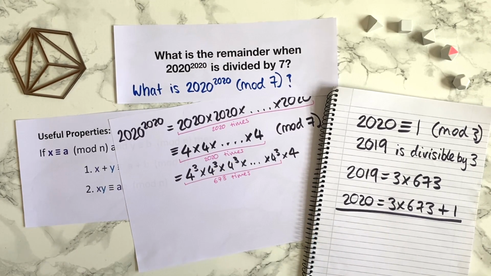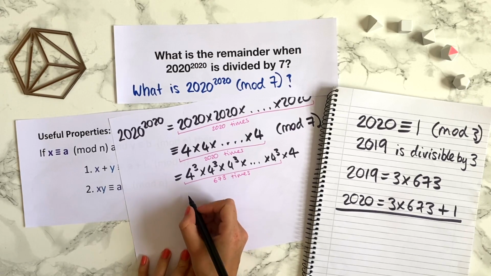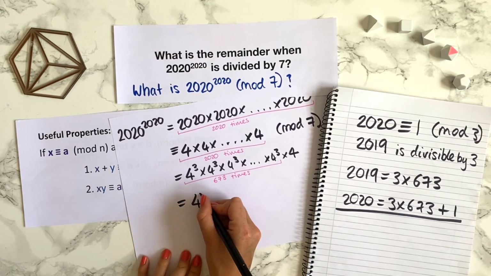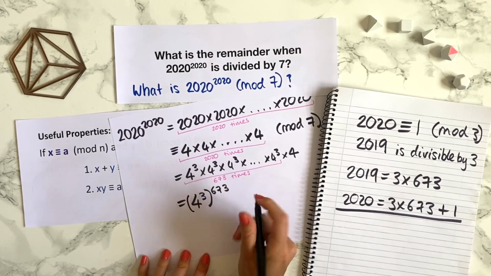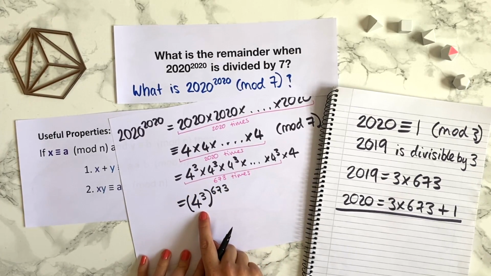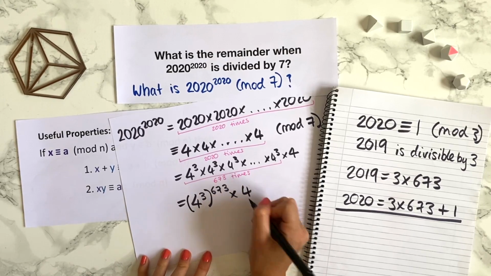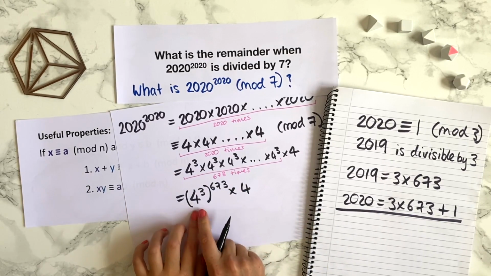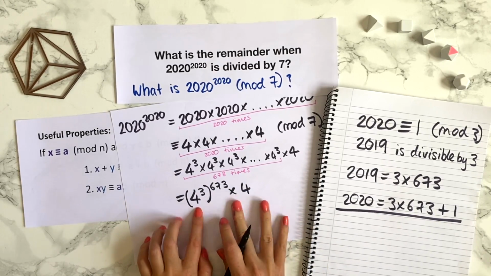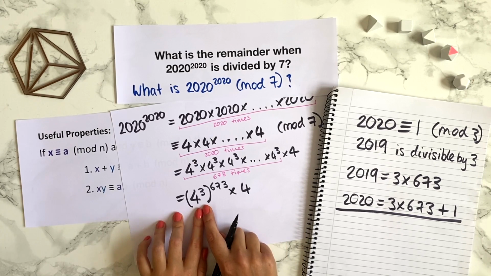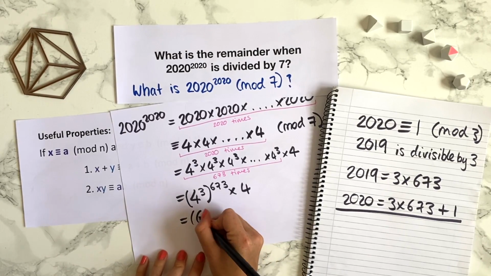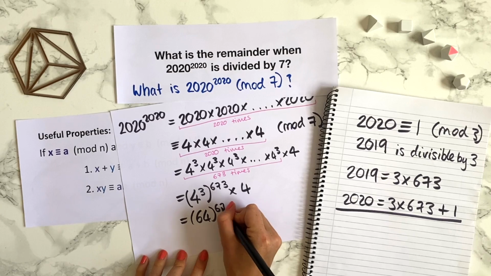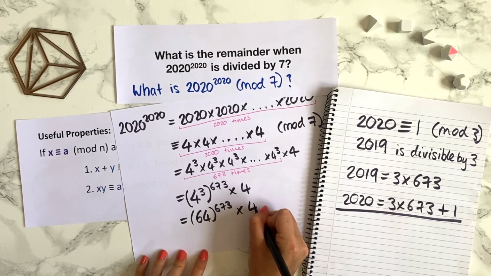at the end. If you find it easier to read, I could also write this as 4 cubed, and then that's to the power of 673, so 673 lots of 4 cubed times by a 4 at the end. Now we want to find out if 4 cubed is actually helpful. So 4 cubed is 4 times 16, which is 64. So this is the same as 64 to the power of 673 times by 4.